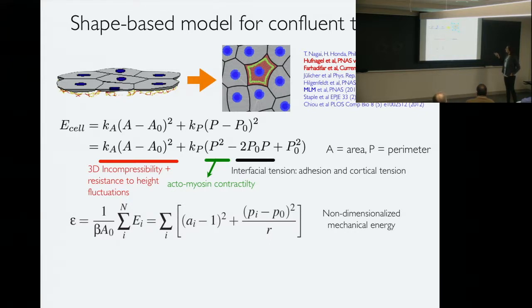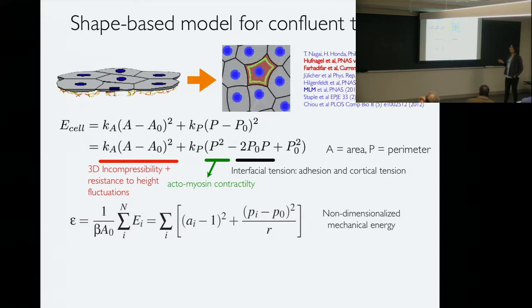And lots of folks have over time developed a very similar set of models for this. If you're a physicist, the idea is simply that there's a homeostatic area that you want to maintain, and you pay a quadratic penalty for being away from that. And there's a perimeter that you want to maintain, and the lowest Taylor expansion is a quadratic penalty away from that. If you're a biologist, then you can actually go in and do pipette aspiration experiments and measure interfacial tensions.